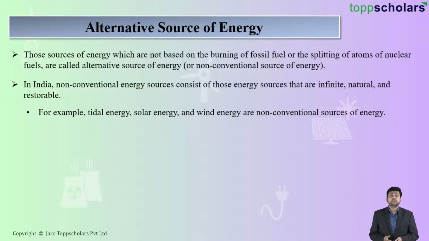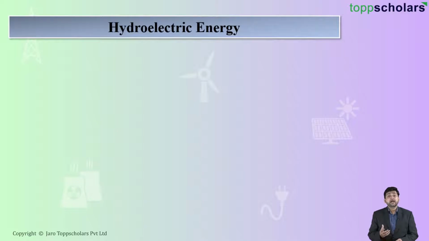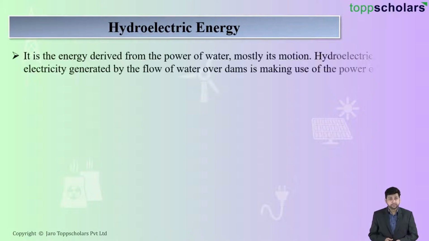So students, let's move on to your first topic, that is hydroelectric energy. Now, what exactly do you mean by hydroelectric energy? Basically it is the energy derived from the power of water, mostly because of its motion. So the energy derived from water is called hydroelectricity or hydroelectric energy. This is basically generated by the flow of water over the dams.